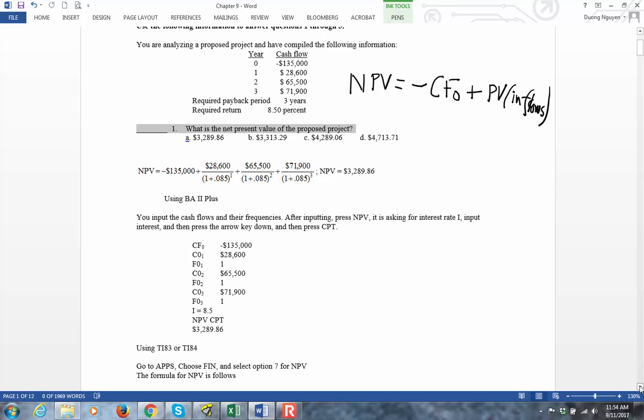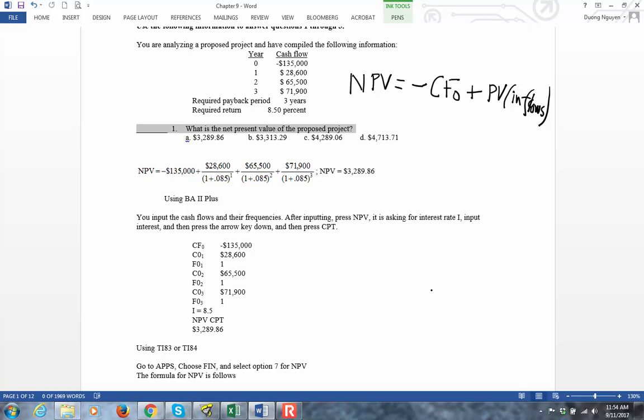So in order for you to calculate NPV, you need to input the cash flows and the frequencies. So how to do that? First you press the cash flow key, CF, and it will be asking you for CF0, which is the cash flow at time 0. So you input 135,000 negative, because at the beginning it is the outflow, and then press the enter key and then press the arrow down.